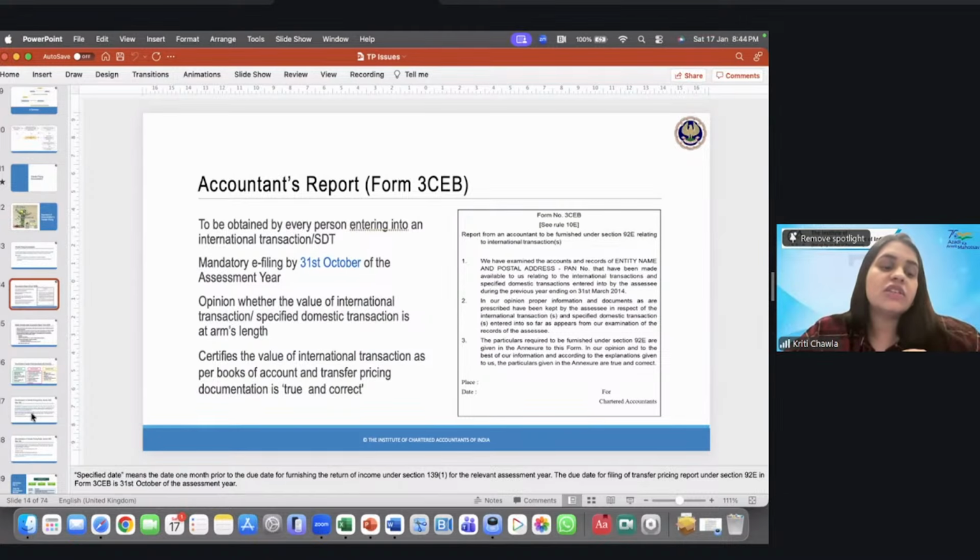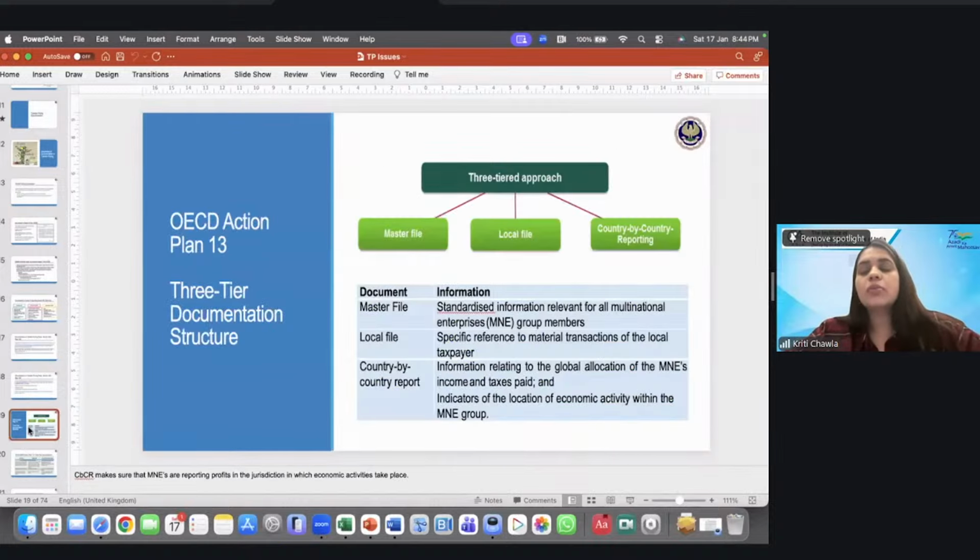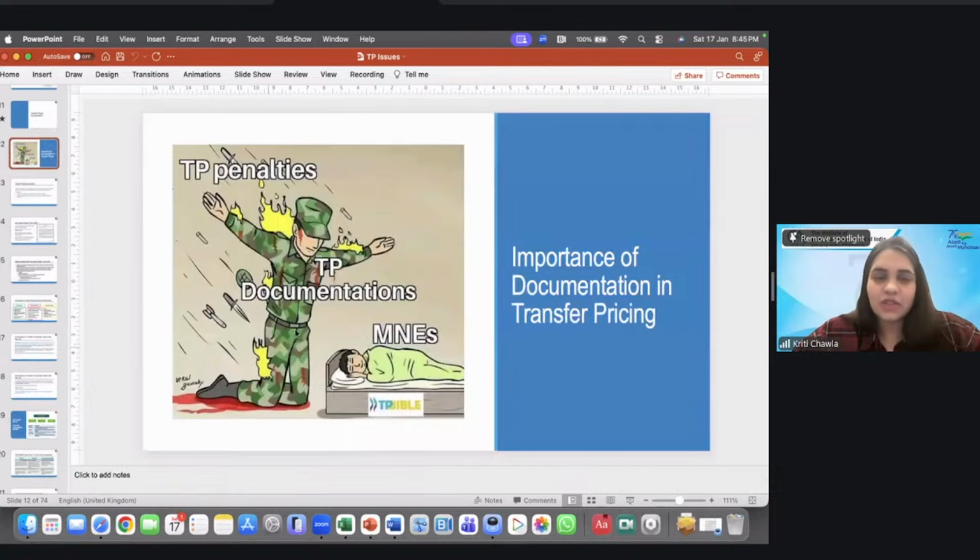In the next lecture, I will explain the documentation structure brought in by the OECD, which is called the 3-tier documentation approach, and India has incorporated this approach in Section 286 of the Income Tax Act. So yes, that is what we will discuss.